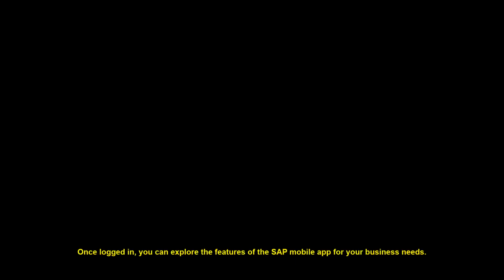Once logged in, you can explore the features of the SAP mobile app for your business needs. Always remember to log out of the app after your session for security purposes. To log out, tap on the profile icon or the menu icon, depending on your app version. Select the logout option to securely exit the app.